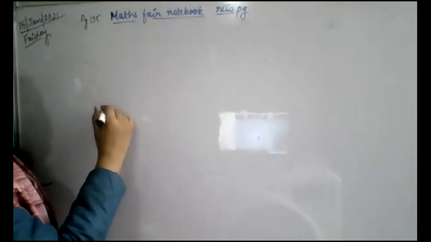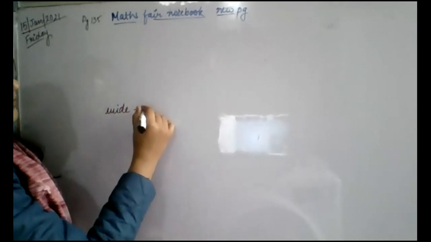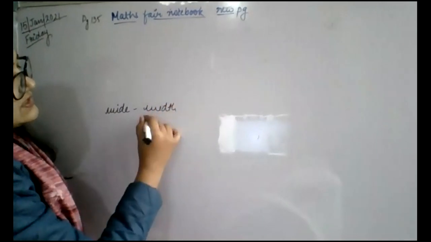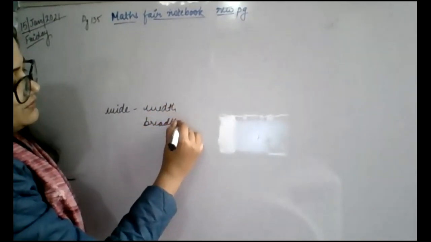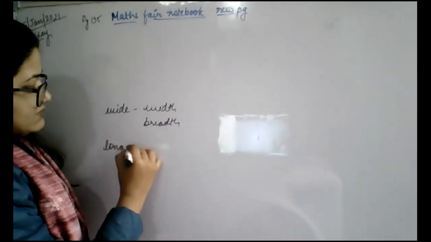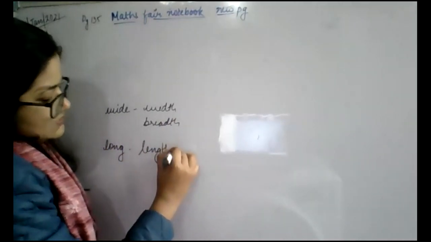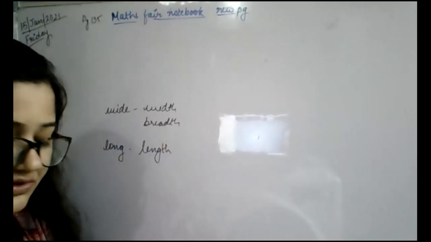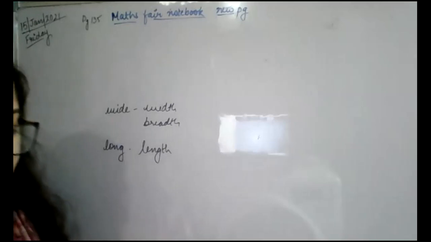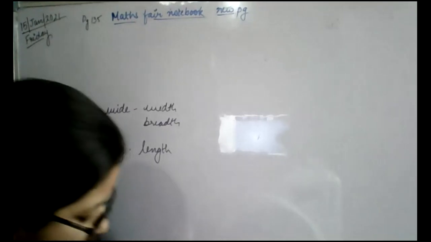A rectangle is 13 centimeters long and 8 centimeters wide. What is its area? So a rectangular box is given to you. Wide is breadth also. Wide is the short form of width, and width and breadth are the same thing. There is no difference between breadth and width. Long is the short form of length. So in the first question, a rectangular box is 13 centimeter long, which means the length of that box is 13 centimeter and 8 centimeter wide. You have to find the area of that box.